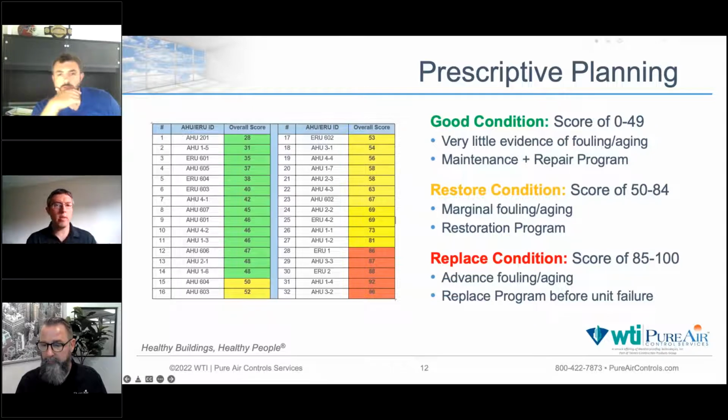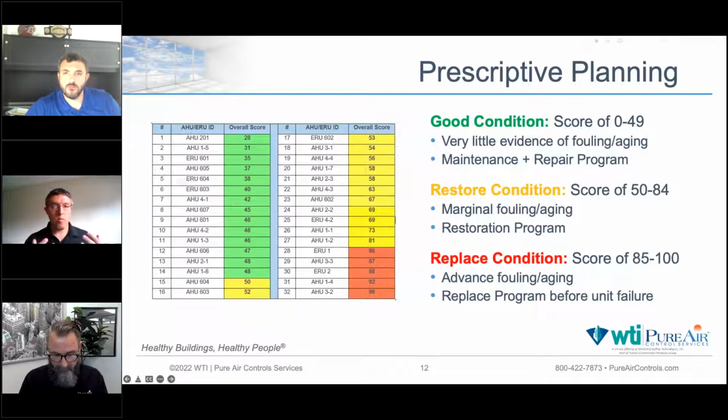We have units in green, yellow, and red. What is the ultimate goal here? The ultimate goal is to get to green. Green meaning very little maintenance needed, keep up the good work, follow the basics, those things that we talked about with ASHRAE and our other webinars. Keep those going. But then we get into the other end, the red end. That's when we start to see advanced conditions, replacement.